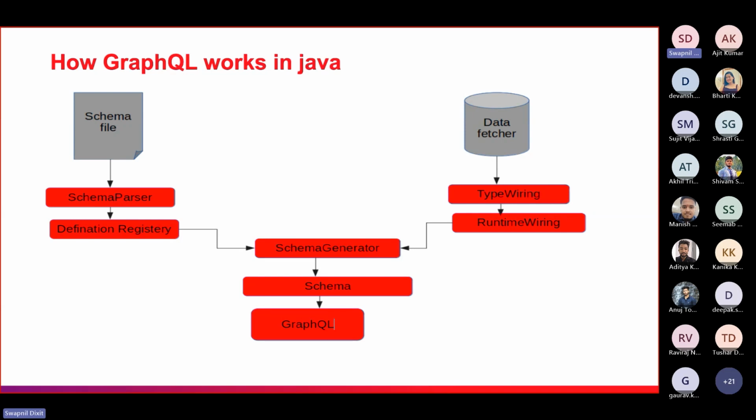Then the schema generator class creates an instance of a GraphQL schema. This schema is further used to create an instance of GraphQL, which is the main class of the GraphQL Java API, which is used to handle the client request.